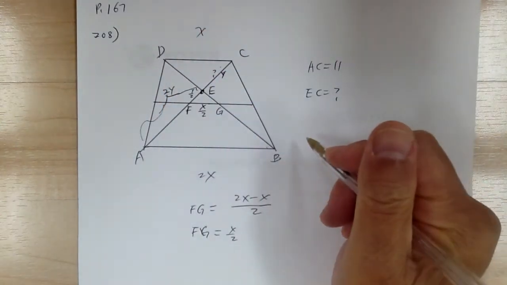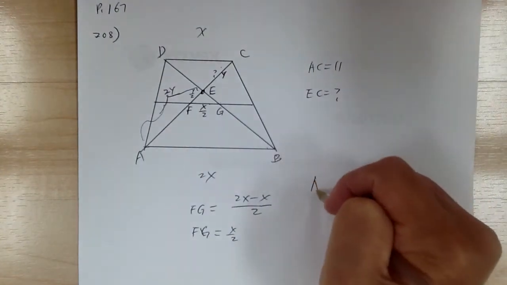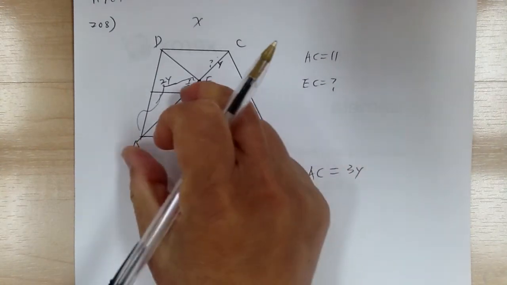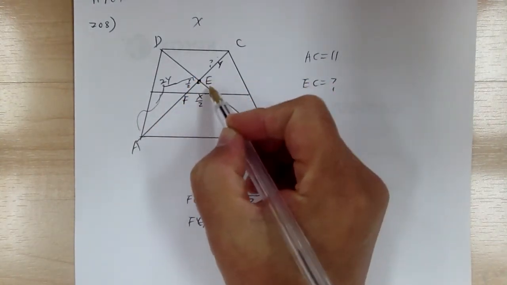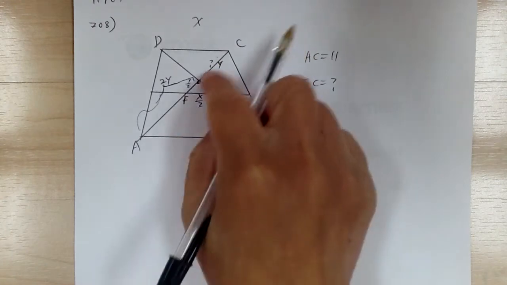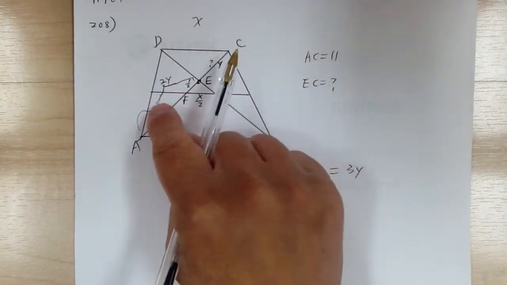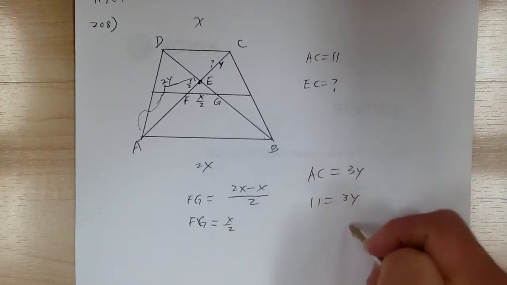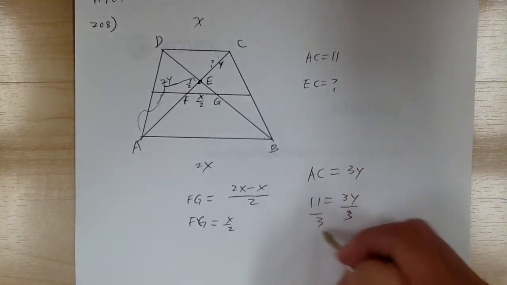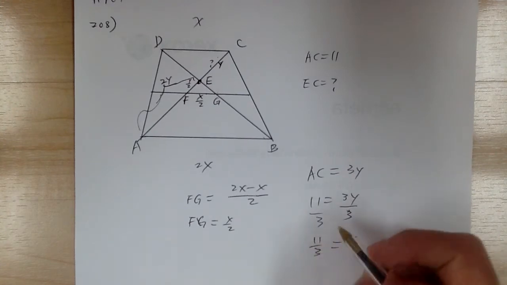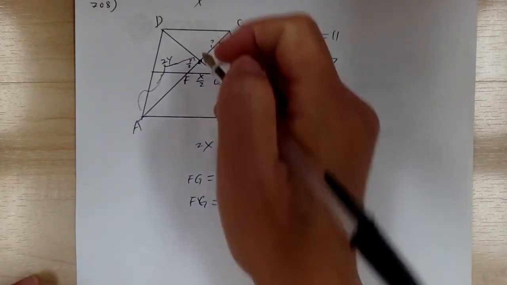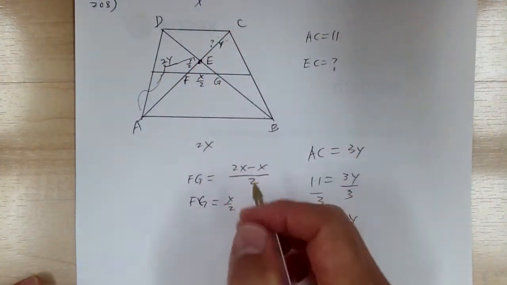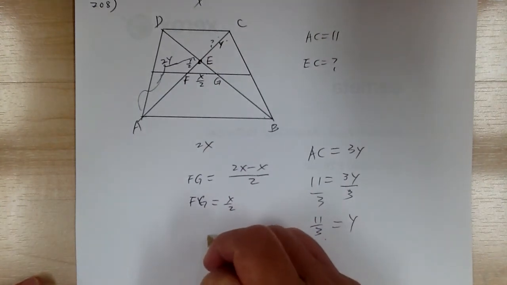So by looking at these, you can see that AC is equal to 3y. Right? See that? AC. So this is 2y for the big triangle. And so basically you have the big triangle and the medium triangle. So the ratio is 2 to 1. Okay? And so you got 11 equal to 3y. So divide by 3. So y equals 11 over 3. So once you find y equals 11 over 3, that's it. So EC equals 11 over 3.